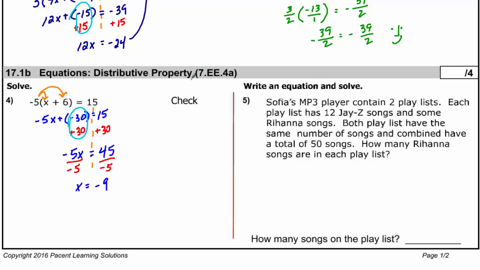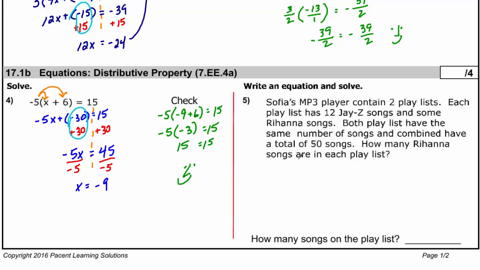The check for that, we put the negative 9 in where we had the x. So negative 9 plus 6 equals 15. We have negative 5 times negative 3. And yes, negative 5 times negative 3 is 15. Good for us. All right.